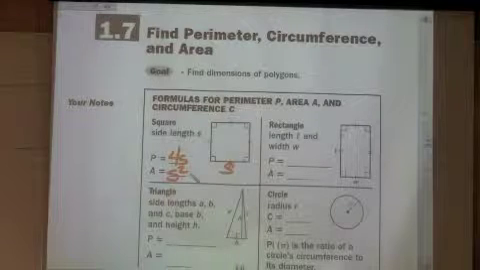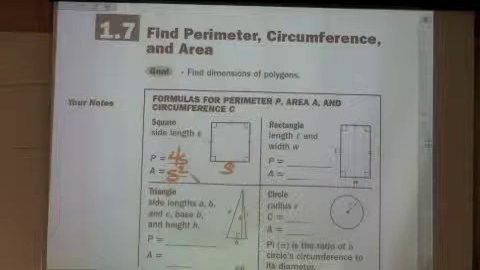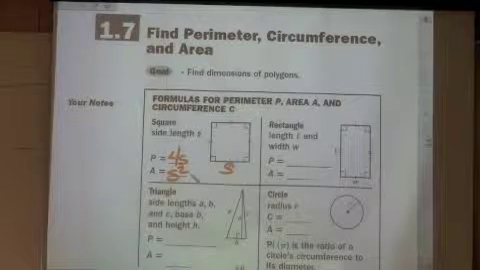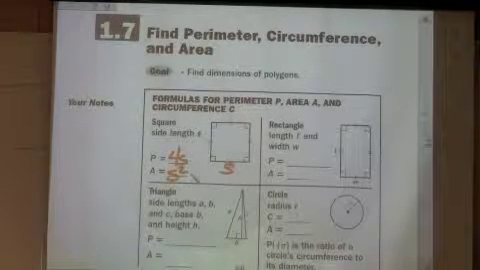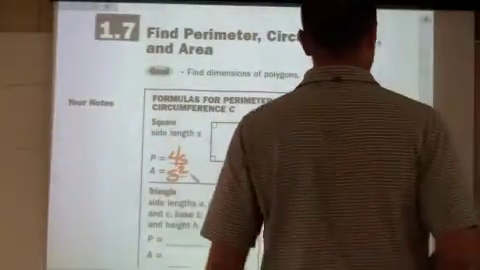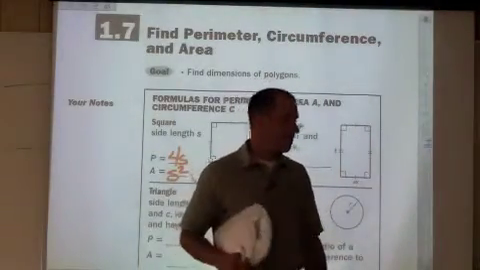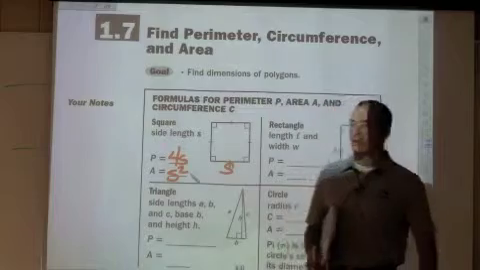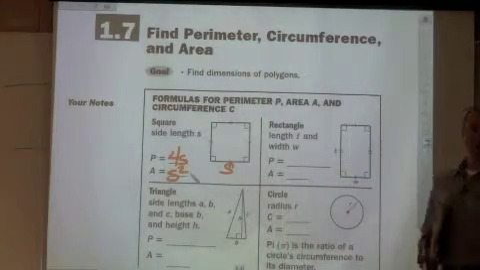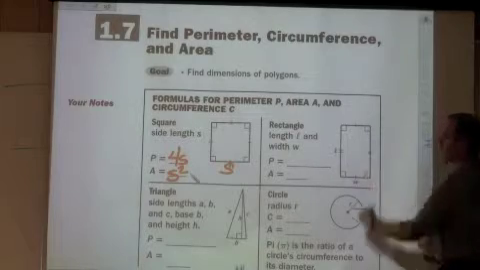Okay. But what if we go a little more general and we go to a rectangle? Because a square is just a special type of rectangle. It's a rectangle with all sides equal, or all sides congruent. But in general, what's true about a rectangle? What are the characteristics of a rectangle? Tell me about the angles in a rectangle. They all have to be 90 degrees. They all have to be right angles.